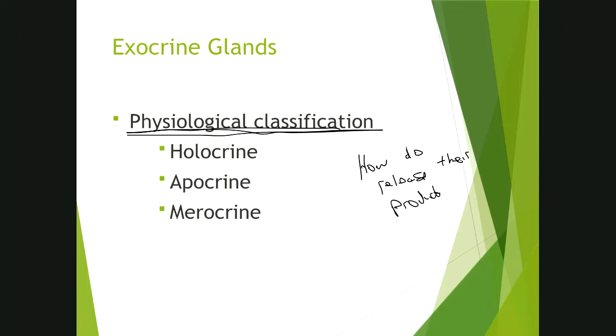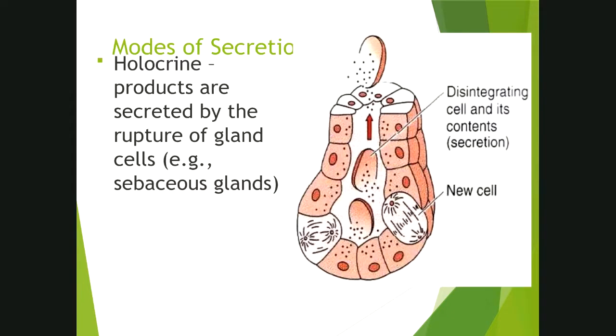So again, crine means to secrete. Holo means whole. Not like a hole in the ground, but the entire amount. Crine means secrete. Apo means top or apex. And crine means to secrete. And mero means with sort of without, basically, is kind of what it means. So let's look at these. So let's look at Holocrine first. So what happens with a holocrine?